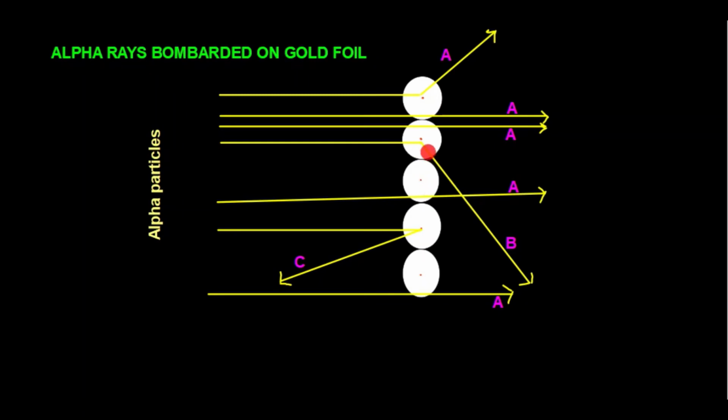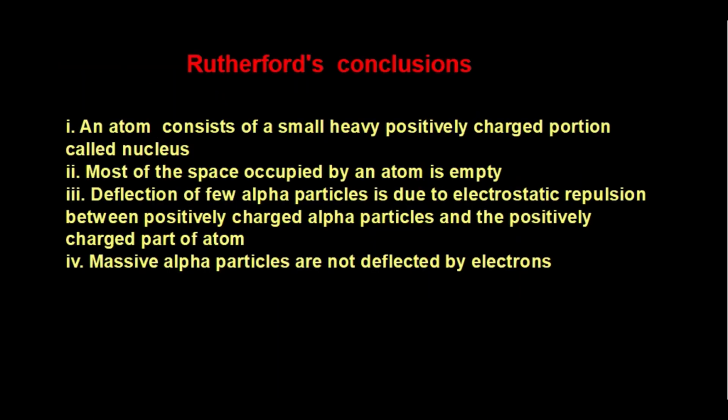The deflection of a few alpha particles through an angle greater than 90 degrees shows that these particles are deflected by electrostatic repulsion between the positively charged alpha particles and the positively charged part of the atom. Massive alpha particles are not deflected by electrons. Now we will see what conclusions were drawn by Rutherford after his experiment. These are the Rutherford conclusions.